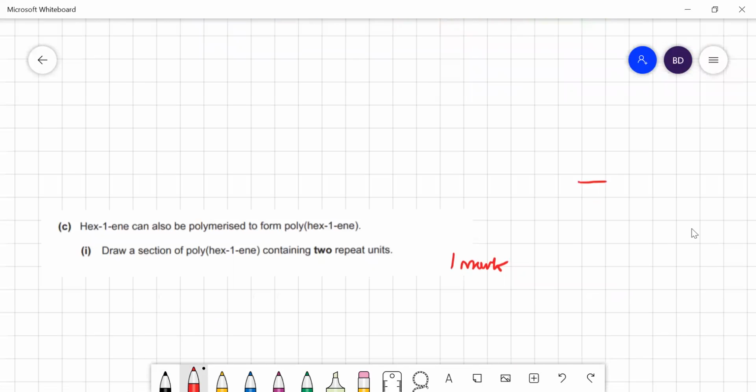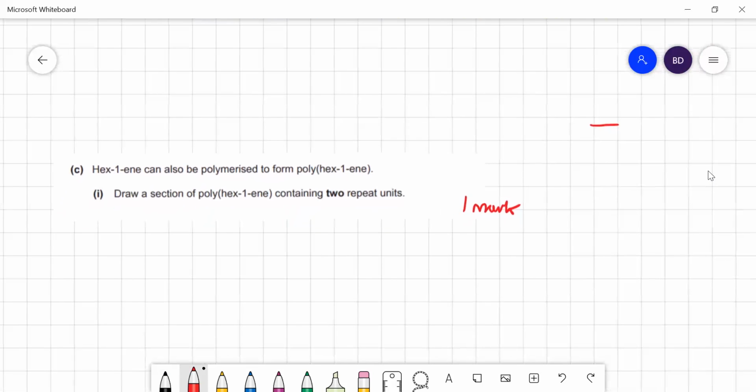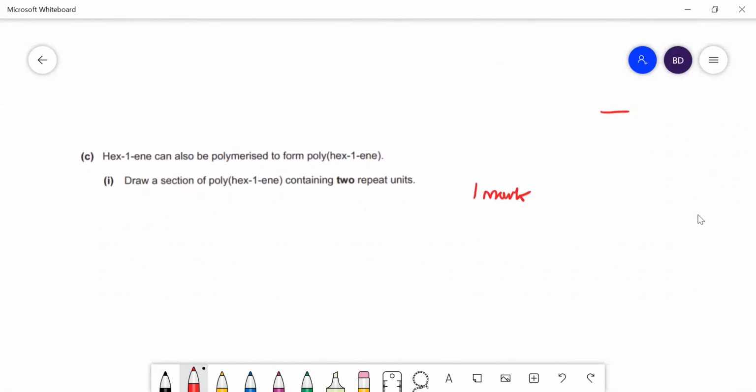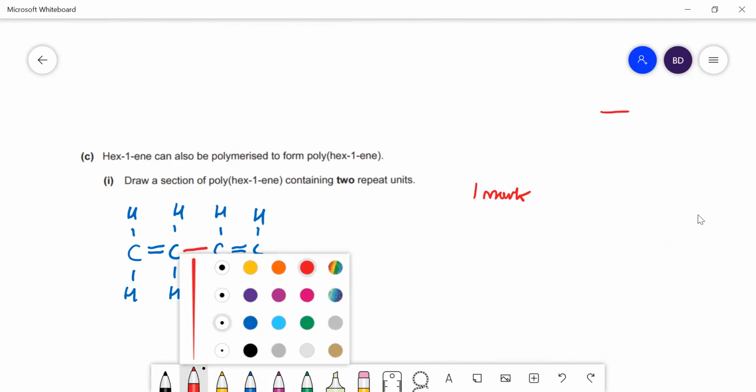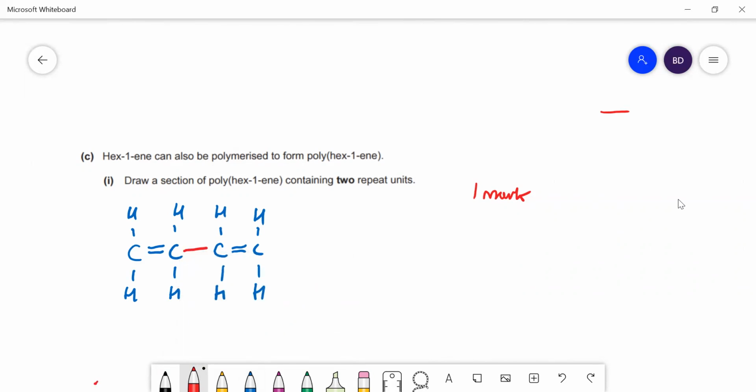Okay, hex-1-ene can be polymerized to form polyhex-1-ene. So now it's important when we draw this. When we do polymerization, if you think ethene, how does that polymerize? You get your ethenes. So let's draw 2 next to each other. It's asked for 2 repeating units. So now all that happens in ethene is you break the double bond and you form a new bond between the carbons.